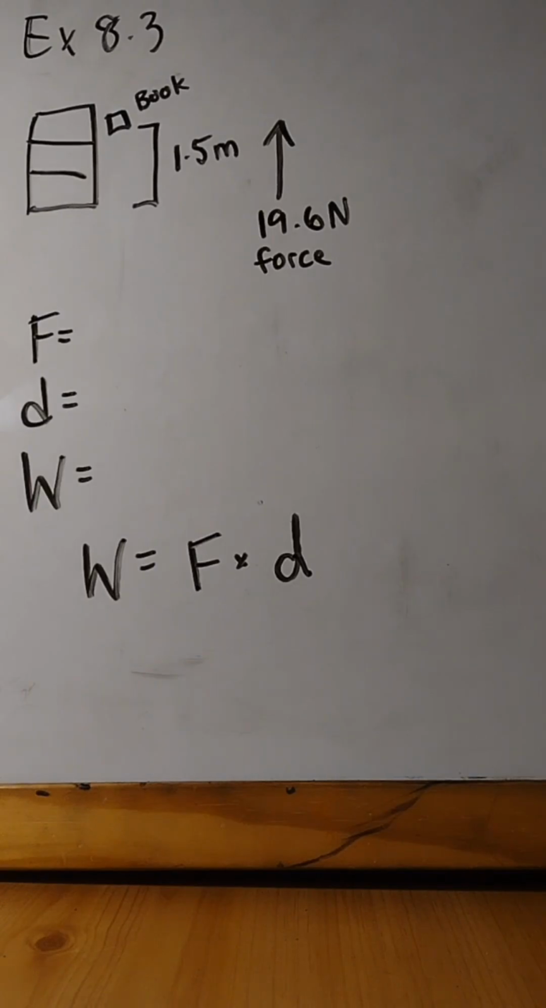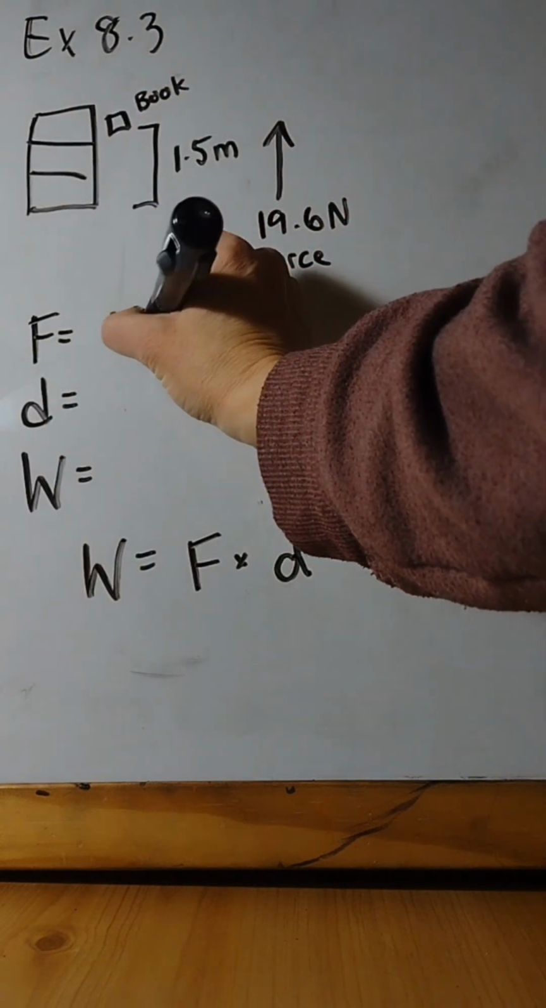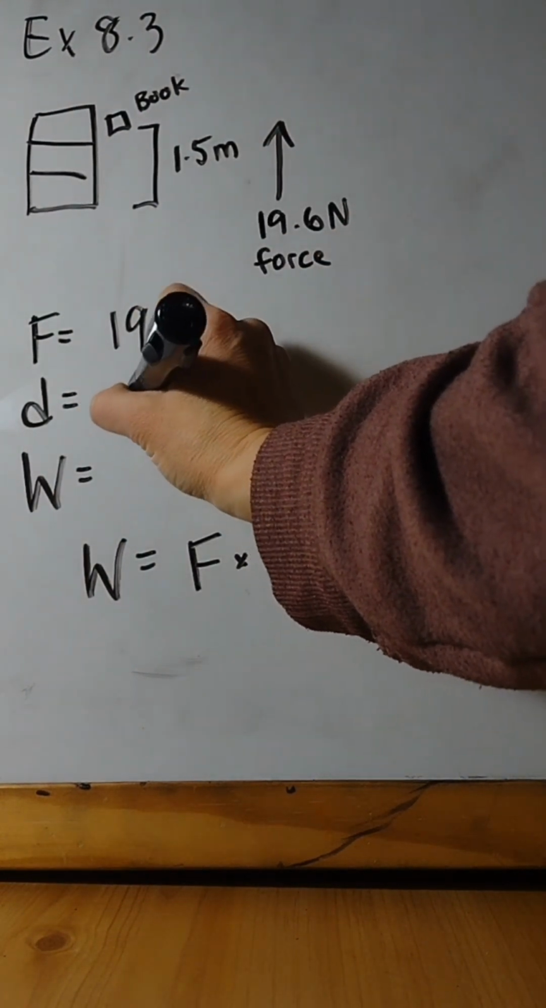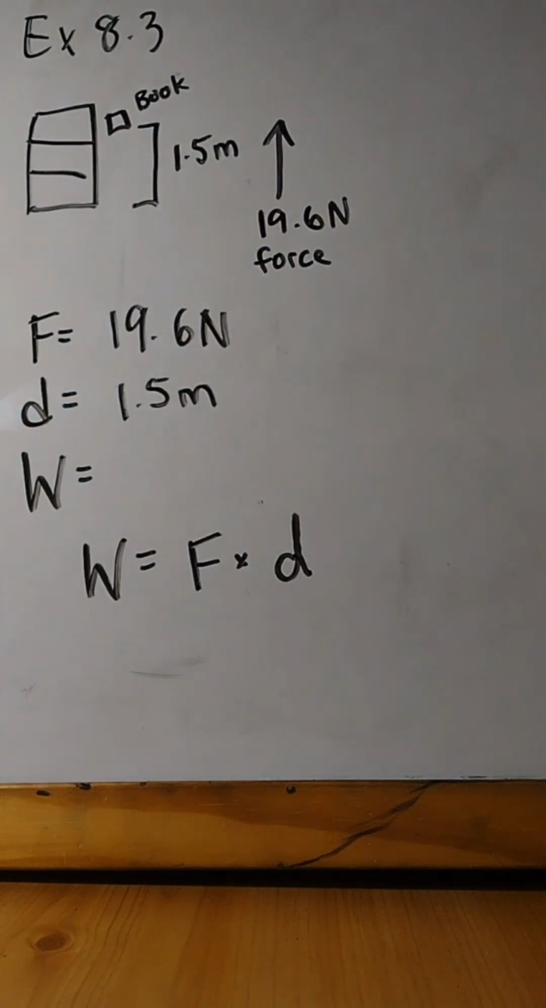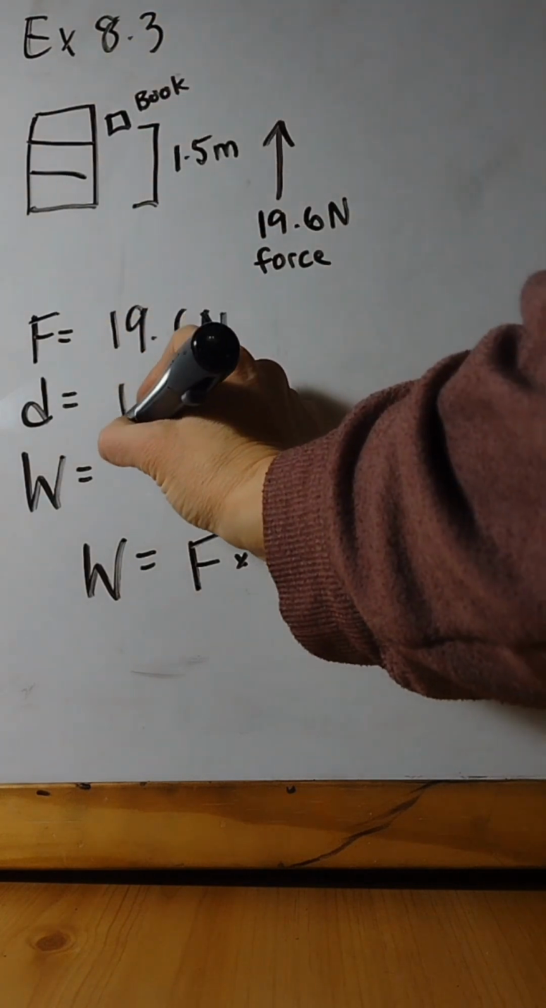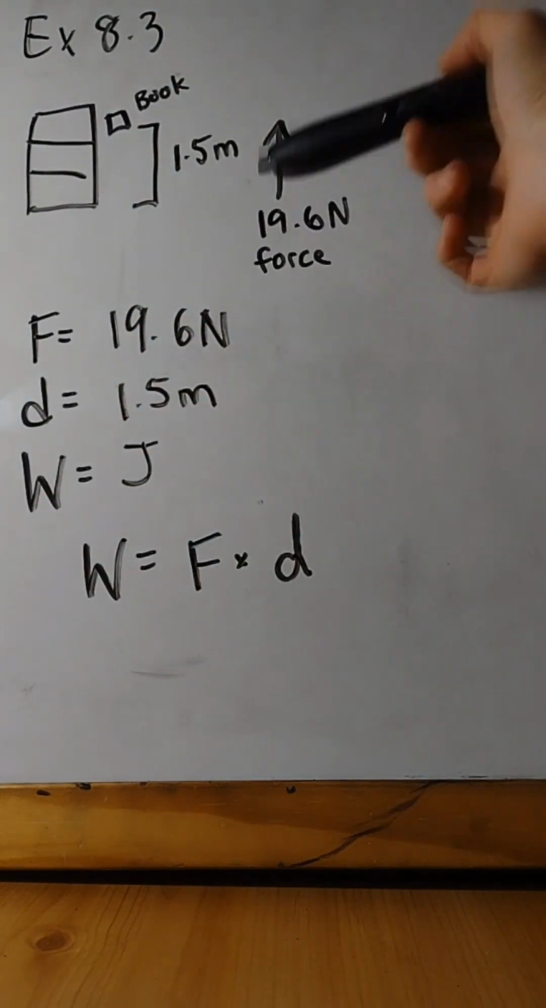Let's practice using our equation. So example 8.3 says, you lift a book from the floor to a bookshelf 1.5 meters above the ground. You exert a 19.6 Newton force upward, lifting the book. How much work did you do? So you list your knowns, so you know that your force is 19.6 newtons, and you know your distance is 1.5 meters, and you know that your work is going to be in joules, and so you take your equation and you plug in your numbers.